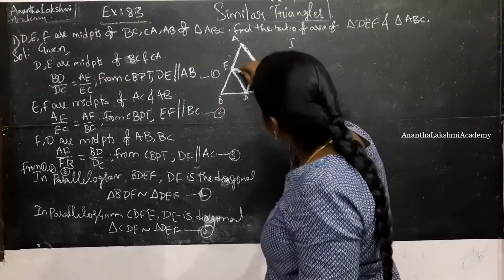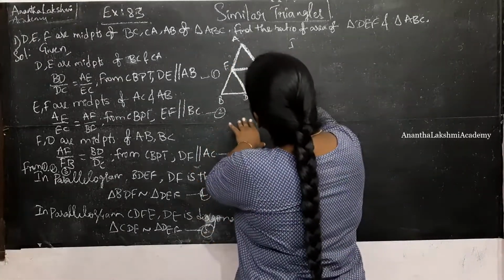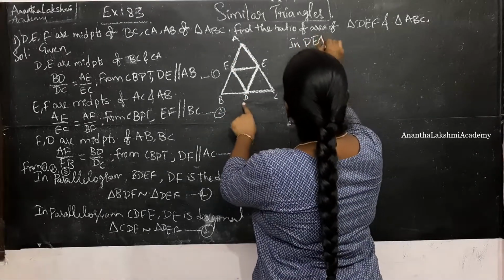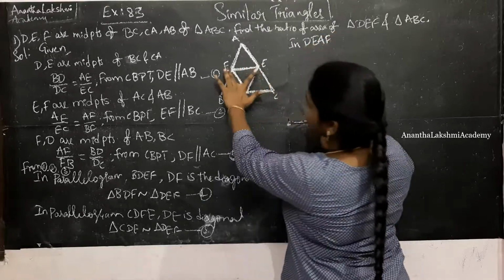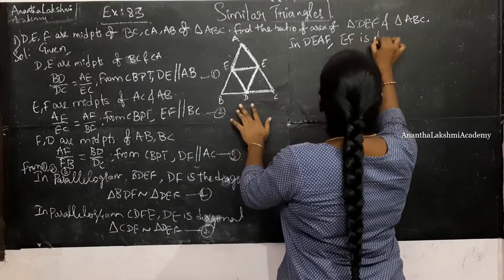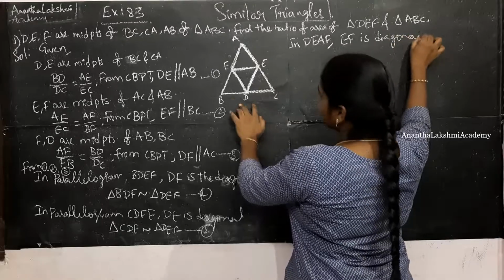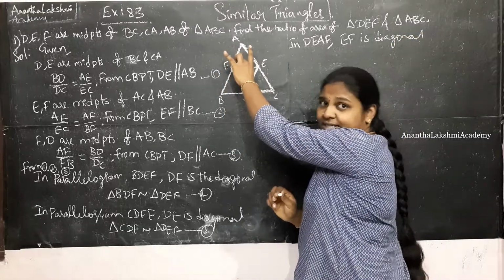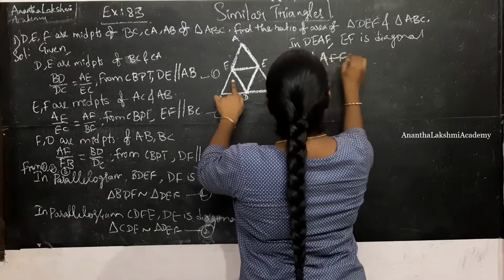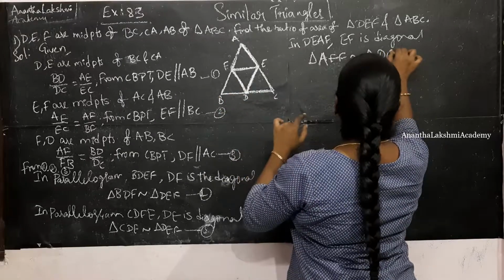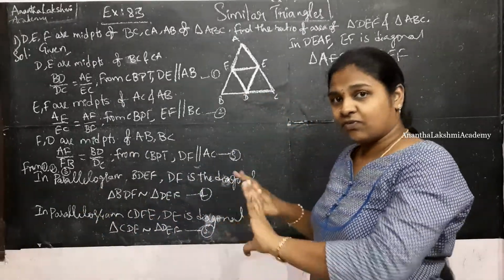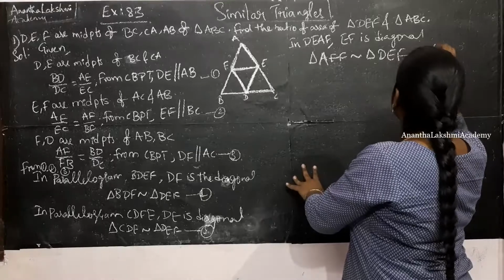So here, we have one more parallelogram, which is DEAF. And what is the diagonal here? I told you, EF is parallel to BC. EF is the diagonal. Now this diagonal splits the parallelogram into two similar triangles, which is nothing but triangle AEF is similar to triangle DEF. From 1, 2, 3 we formed the parallelograms, and from the parallelograms we formed the similar triangles. This is equation number 6.